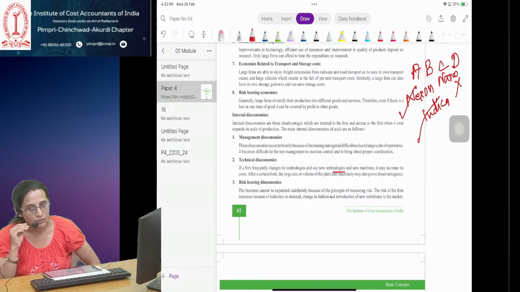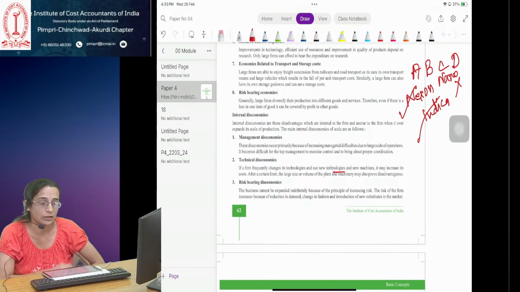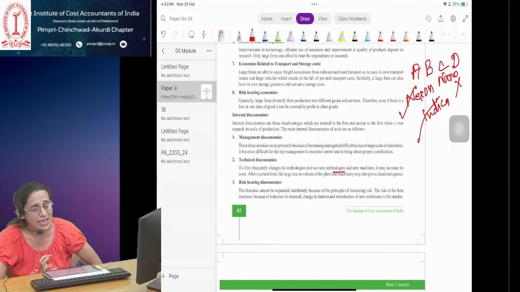See, when the firm operates on a large scale, there will be some problem in management, right? They will not be able to manage properly because the scale of production is large, the people are more, the raw material is more, the plant is big, machinery is more, everything is on a large scale. So managing those people, the raw material, the supply chain, the finance, every aspect becomes difficult, right? So management cooperation and support lacks a bit. That is the problem we face when we increase the scale of production.